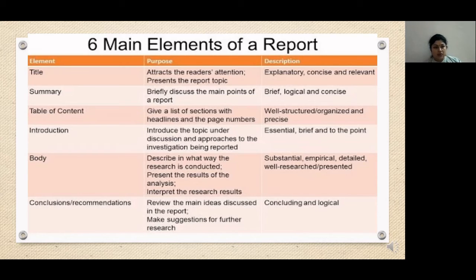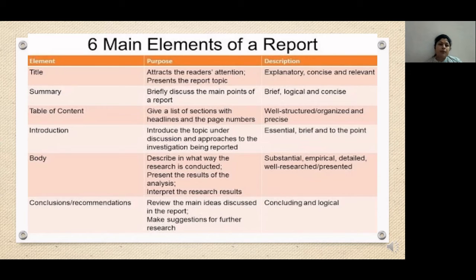Then we have summary. A brief discussion about the main points of the report. Brief means very short. It will be brief, logical, and concise. And it will talk about what the report consists of further.